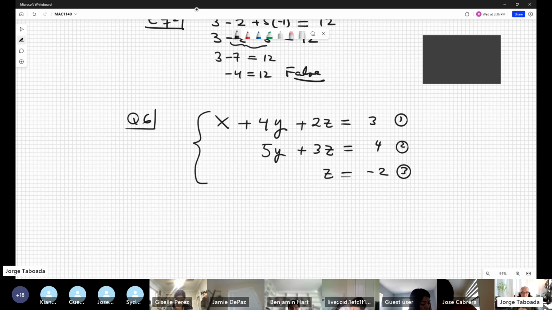What's the problem in this system? Well, for example, in the second equation, the x part is missing. In the third equation, the x is missing and the y is missing. And of course, I take advantage of this idea. I take advantage to apply back substitution.